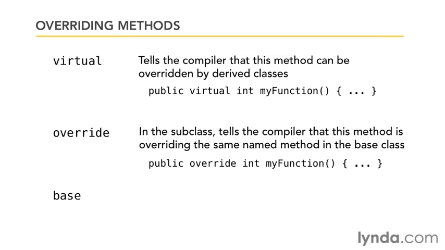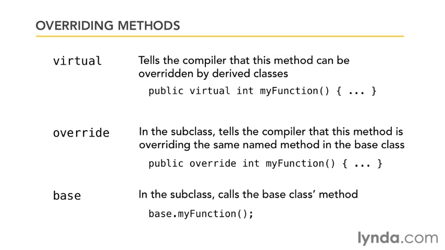And then finally, there's the base keyword. And you can use this in your subclass to call the base class's method. And you use this because you don't necessarily always know what the name of the base class is. Instead of actually using the name of the base class, you simply say base dot whatever the function is. And this will call into the code in the superclass instead of your subclass.